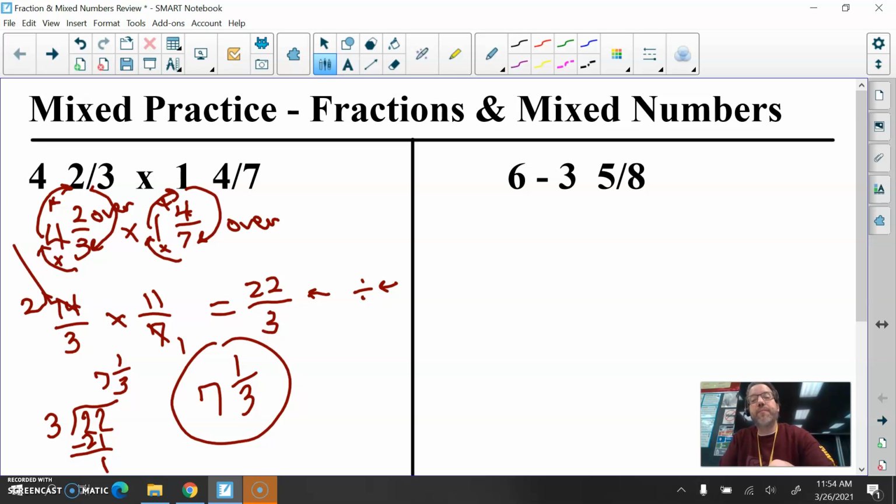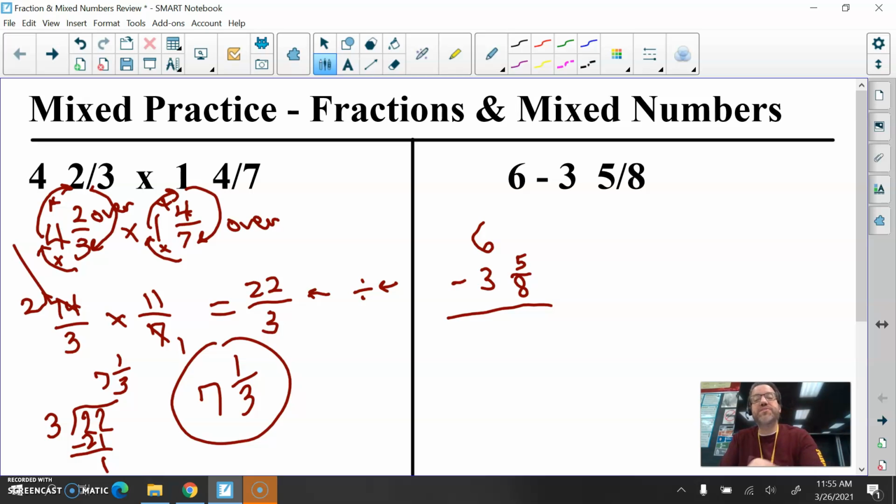We have 6 minus 3 and 5/8. First thing I notice is it's a subtraction problem. I don't need to change these into improper fractions in order to subtract them. I can leave them as mixed numbers. So I have 6, and then underneath that I'll write minus 3 and 5/8. Now you're probably noticing we have a little bit of an issue here because 6 is a whole number.